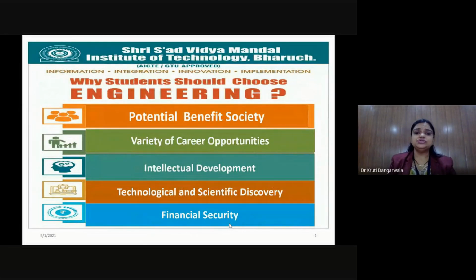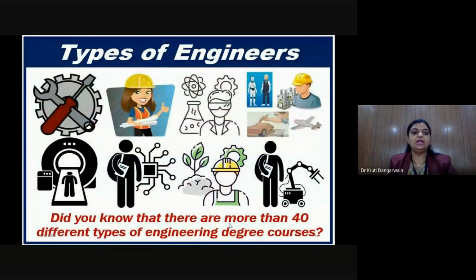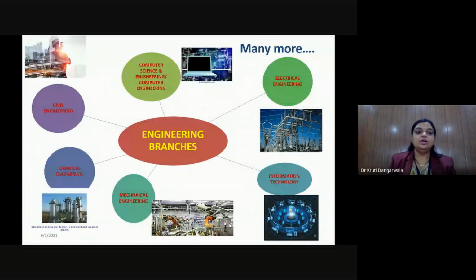Why should students choose engineering? Potential benefit to society, variety of career opportunities, intellectual development, technological and scientific discovery, and financial security. Now there are more than 40 degree engineering courses available. Some of them I will highlight here: chemical engineering, computer engineering, mechanical engineering, electrical engineering, information technology, and civil engineering.